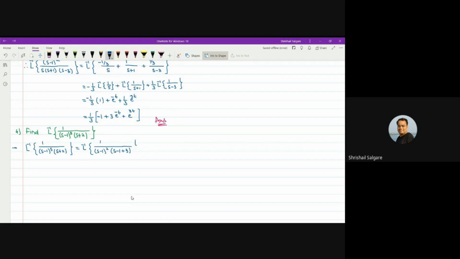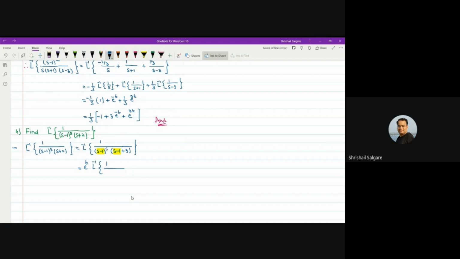Is it okay? S minus 1 plus 3, it becomes plus 2. And you can observe that everywhere you are having s minus 1 factors. That's why by that first shifting theorem, it can be written as e to the power t into L inverse of something. I made a mistake. You should point out that. What mistake I made? S minus 1 raised to 5. Very good. It should be 5. That means you are attentive.